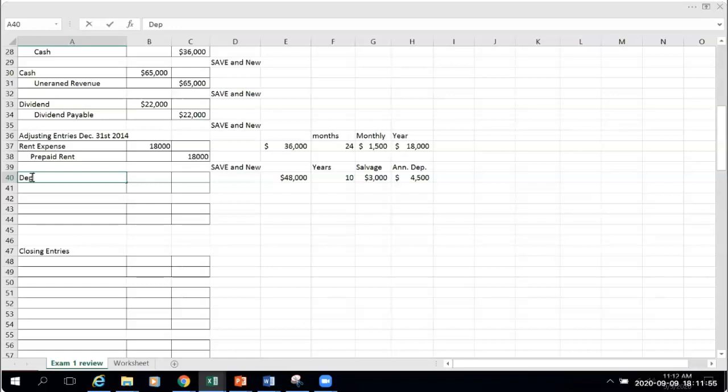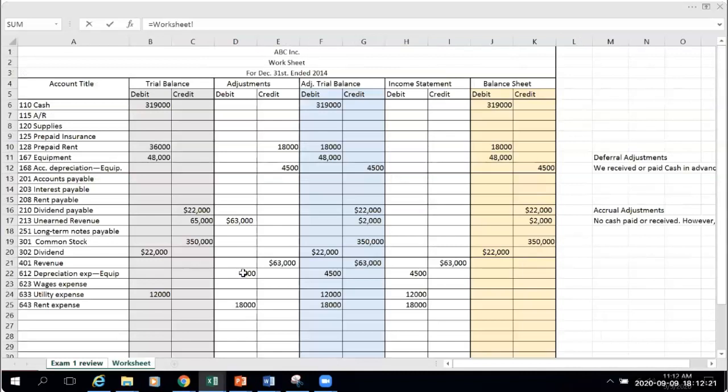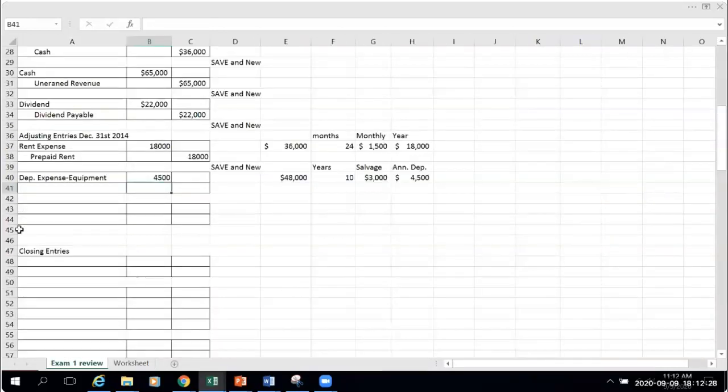So depreciation expense dash equipment. So depreciation expense dash equipment, that's a debit, equals to, go to worksheet here. You see it's a debit side. In accounting, debits first and then credit last. Okay, here we go. Debit first.